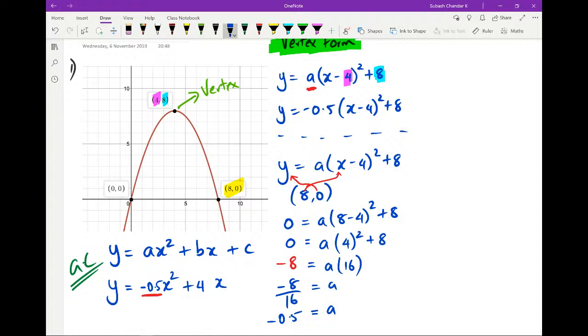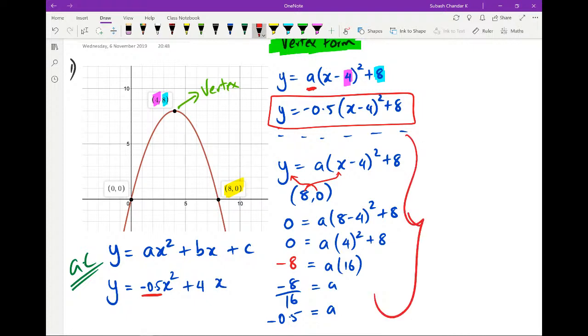So if the question asks you to write in vertex form, then you need to write the final answer like this, writing the quadratic equation in vertex form. Sometimes I've seen them ask you to write it in vertex form. But if you're struggling with this entire algebra part, then you could just use the graphics calculator, get the a value from here, get the vertex from here, and then substitute into the formula. So this is called vertex form.